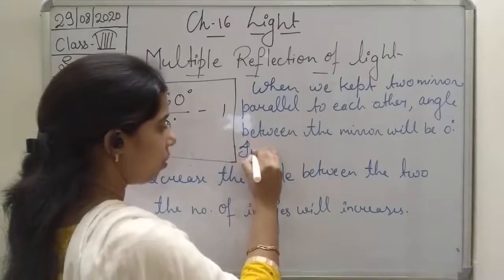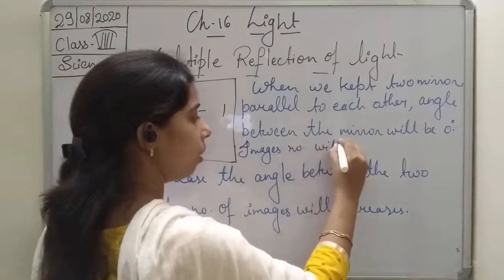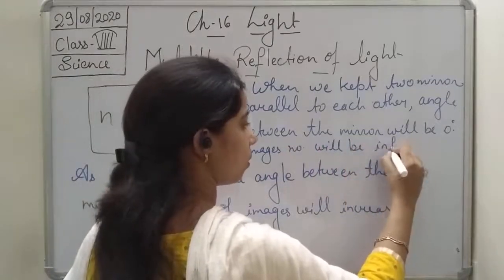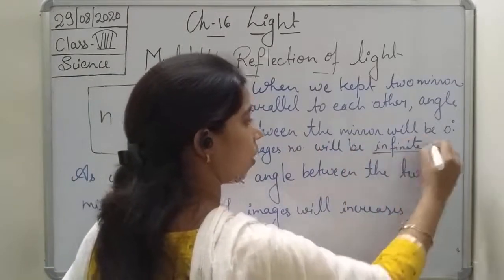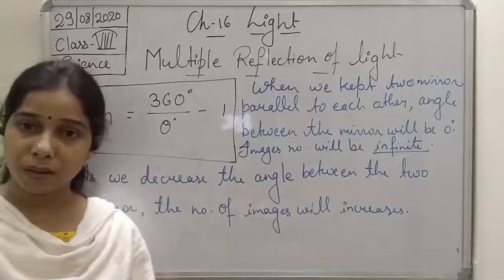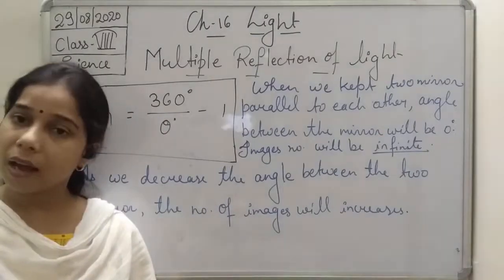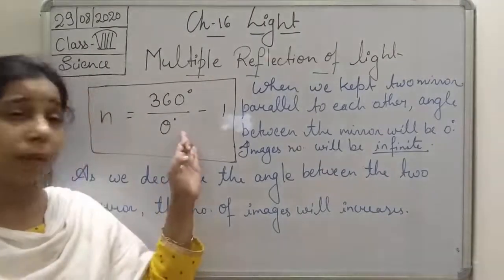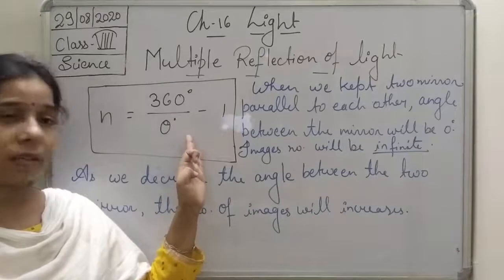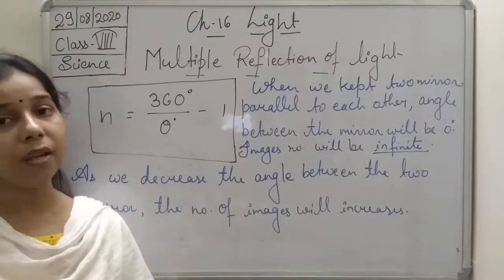So the image number will be infinite. Okay, so if these two mirrors are parallel to each other, the angle between the two mirrors will be 0, and if the angle between them is 0, so 360 degree upon 0 will be infinite, so we can say the images formed will be infinite.